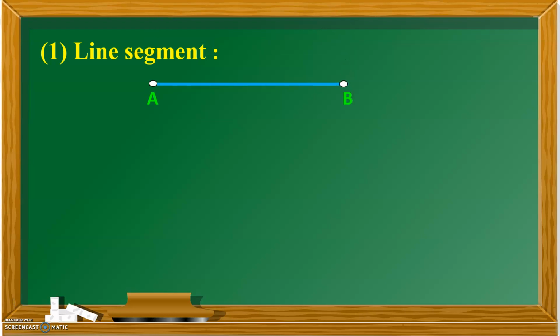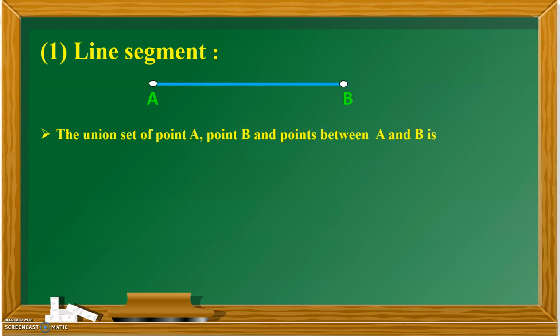The union set of point A, point B and points between A and B is called segment AB. What does this mean? That is point A along with point B and all the points between A and B. Okay, a segment is made up of infinite points. So all those infinite points along with these 2 points form a segment.